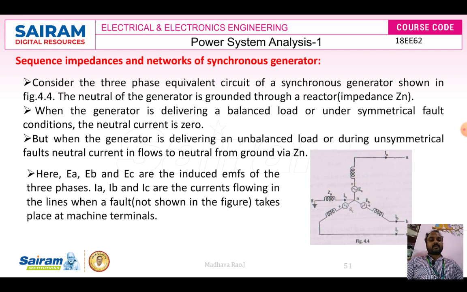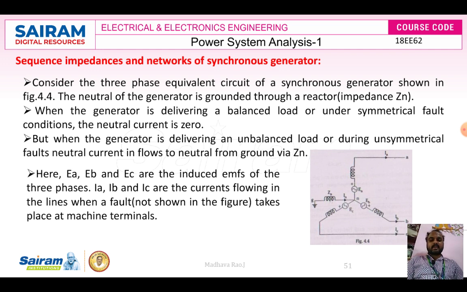Neutral current will flow in the neutral. Current will flow to neutral from ground via Zn. So current will flow in the neutral wire. Here EA, EB, EC are the induced EMFs of the synchronous generator, and currents IA, IB, IC are the currents flowing in the lines. You can observe in this diagram EA, EB, EC are the induced EMFs, and IA, IB, IC are the currents flowing in the lines.